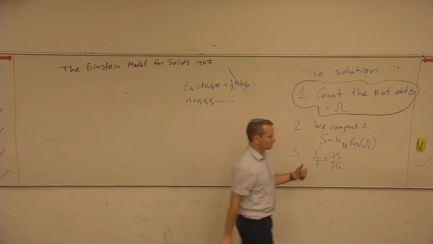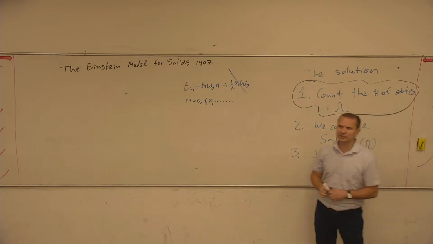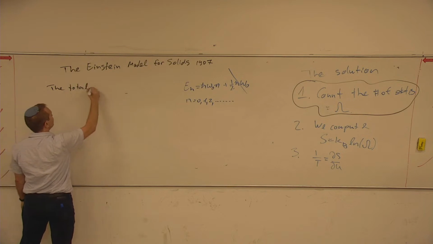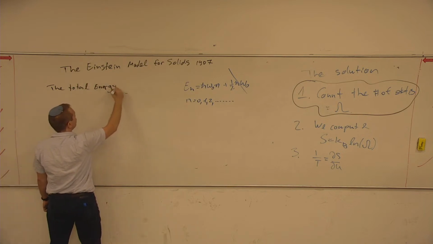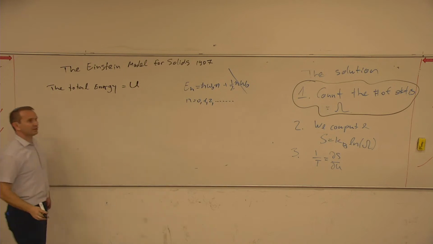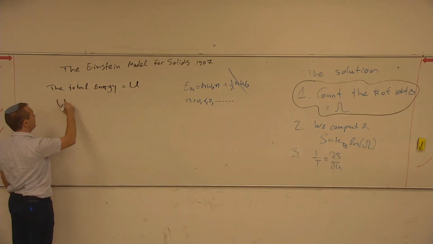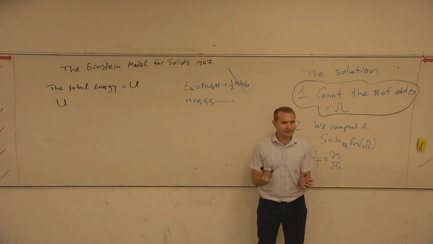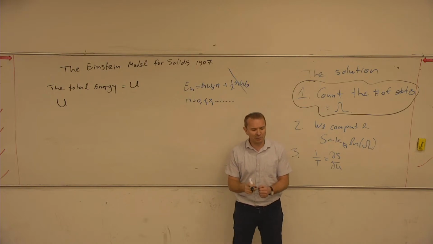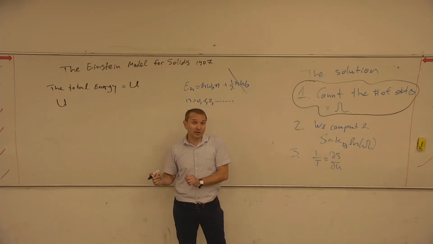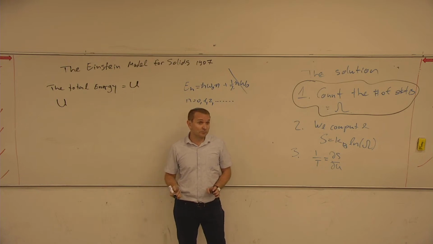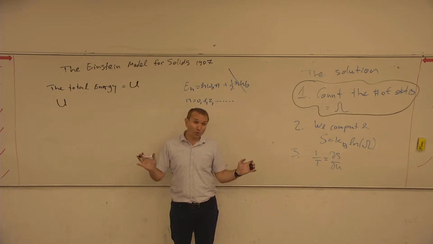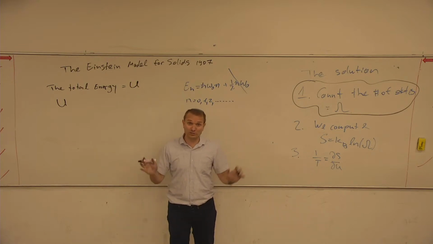Okay, so this is a microcanonical ensemble. So the total energy equals U. Now, how many quanta? If U is the total energy, some of the quanta of energy are in oscillator number 1, some in oscillator number 2, some in oscillator number 3, some in oscillator number 4. So the number of states is to count all the different configurations of all the different oscillators.